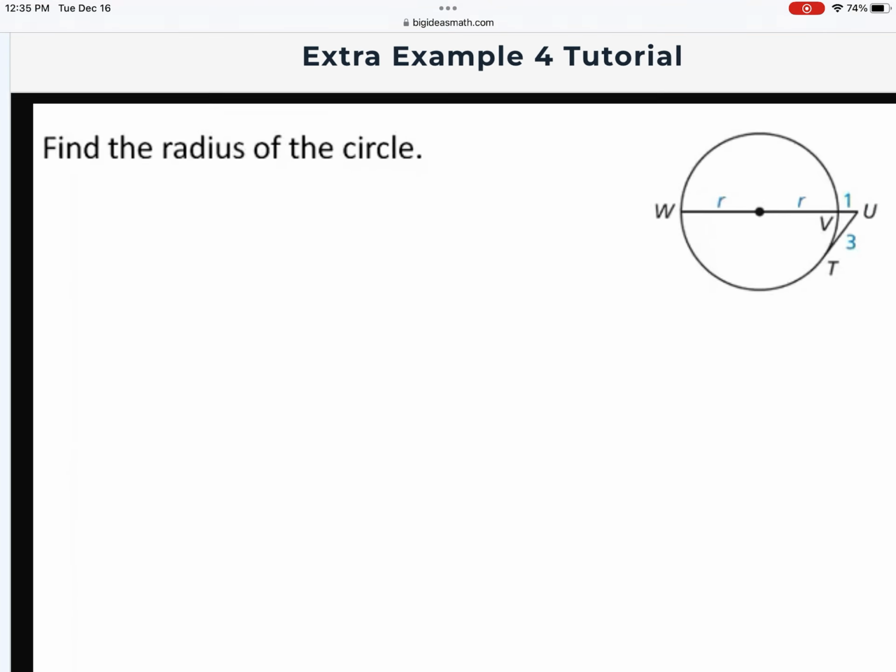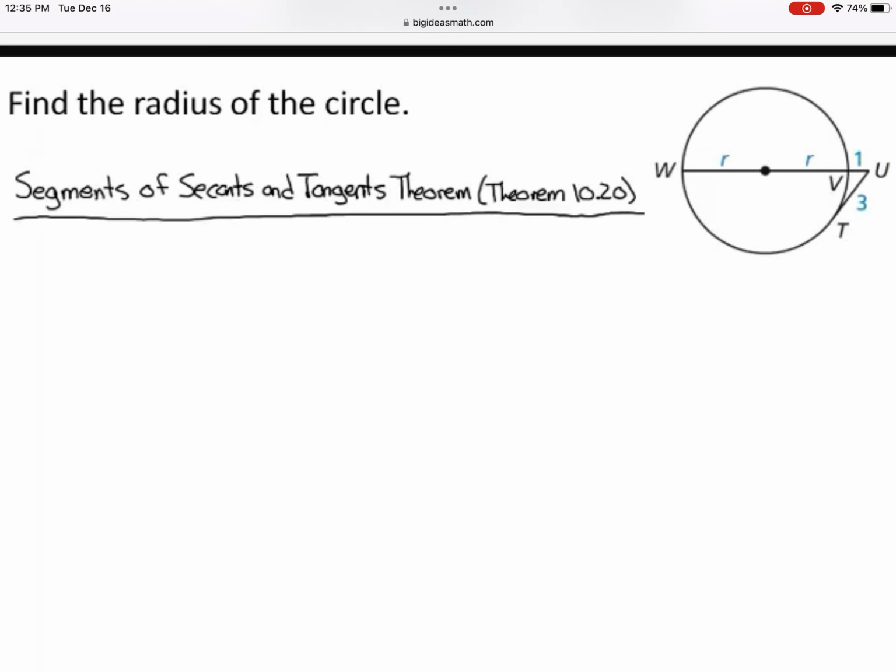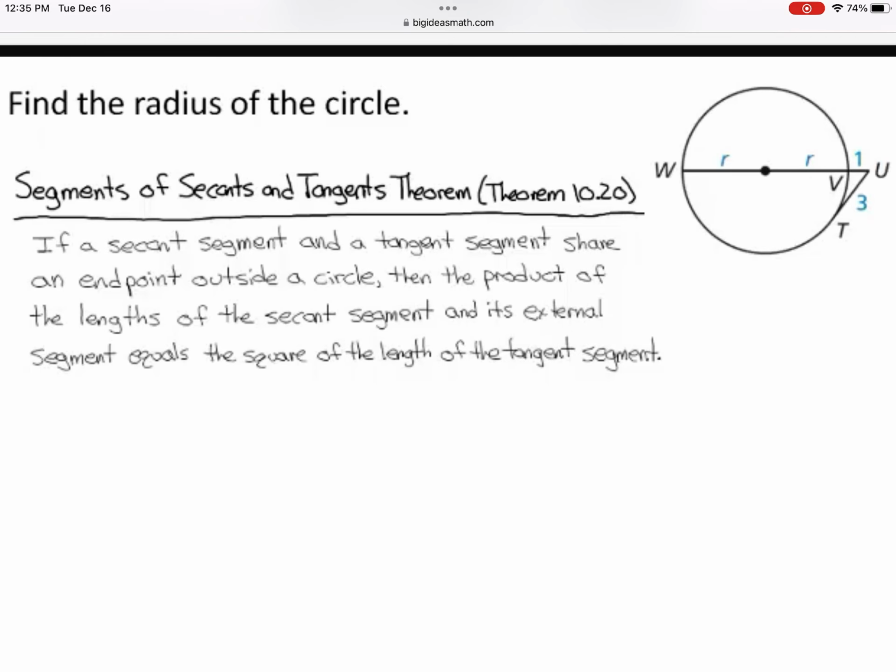Find the radius of the circle. Use the segments of secants and tangents theorem, which says that if a secant segment and a tangent segment share an endpoint outside a circle, then the product of the lengths of the secant segment and its external segment equals the square of the length of the tangent segment. So using the segments of secants and tangents theorem, UT squared equals UV times UW.